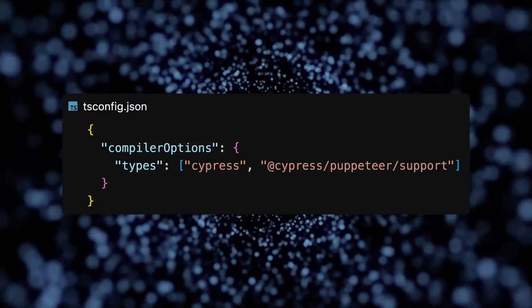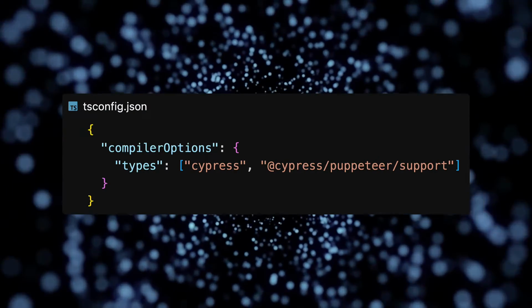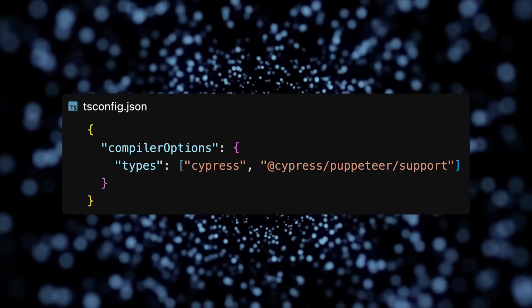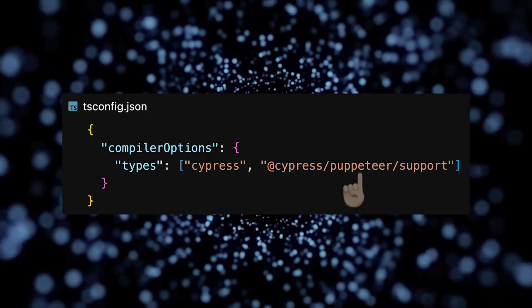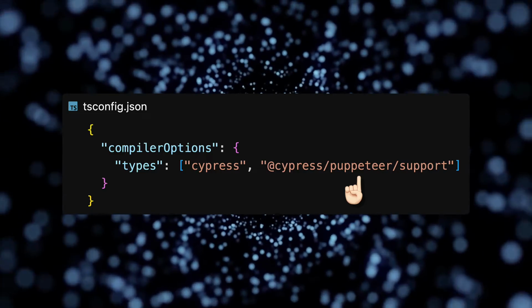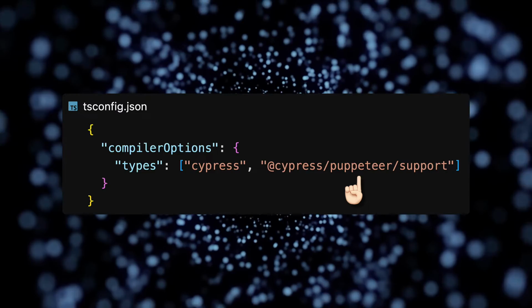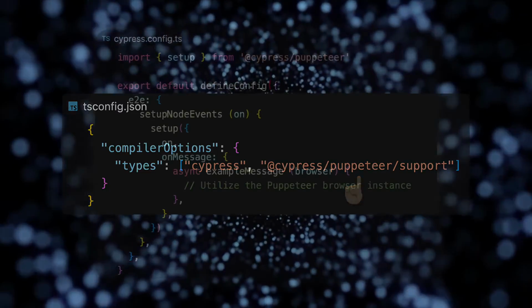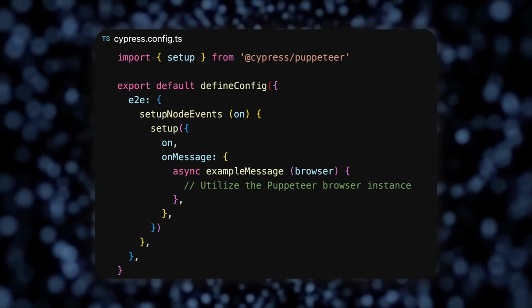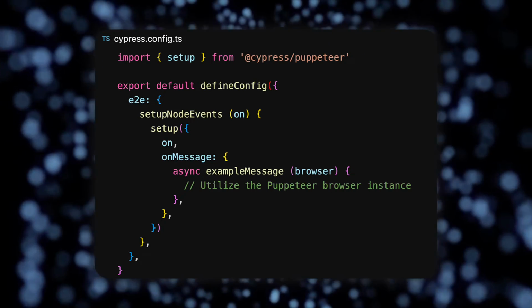Next, within your TS config, you would need to add the TypeScript support for the cy.puppeteer function, which you can do using compiler option types and using the type definitions provided by this plugin. This is all pretty straightforward, but the final step is going to be a bit more complicated because this will involve using the Puppeteer API. Since Puppeteer only works in Node.js, we need to handle the Puppeteer API from a Node.js context.